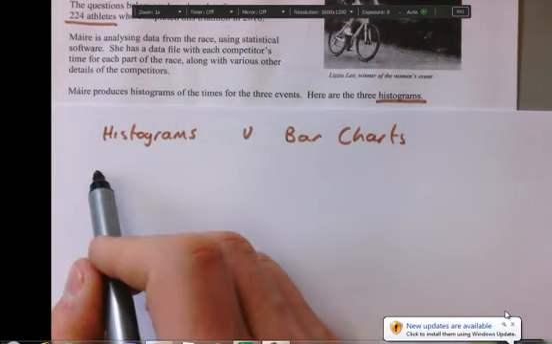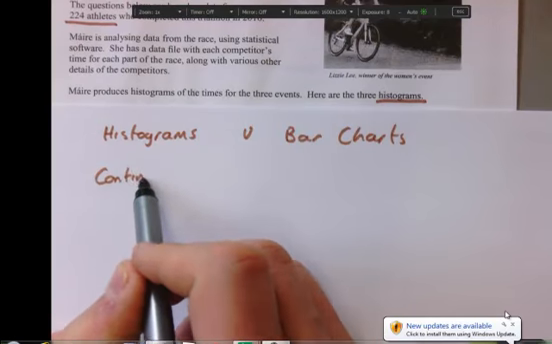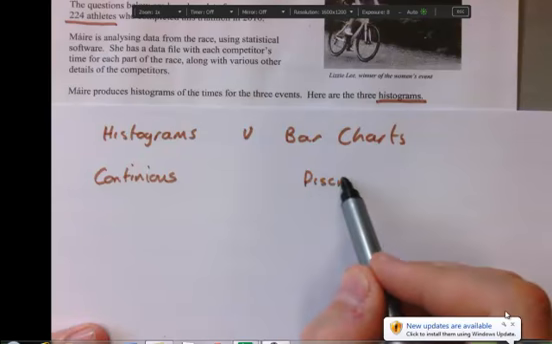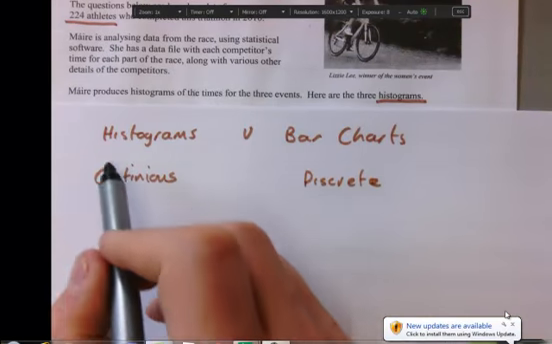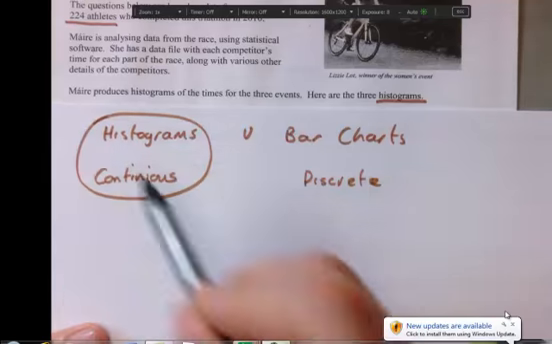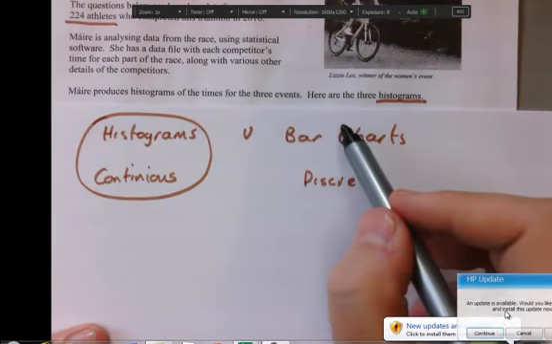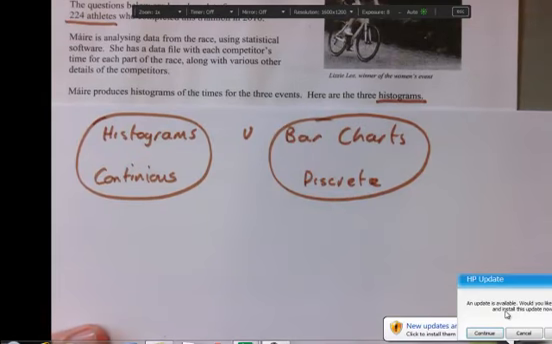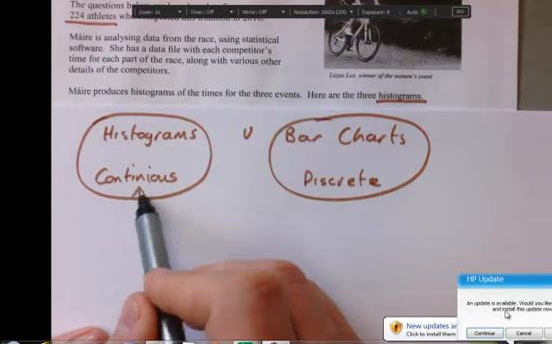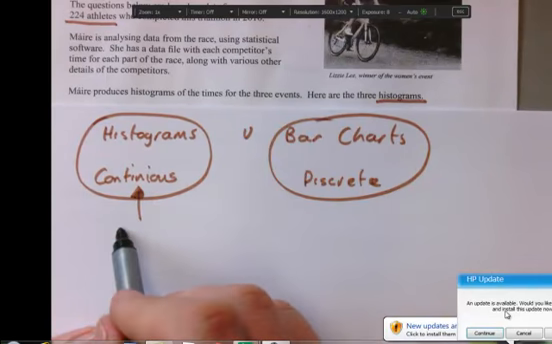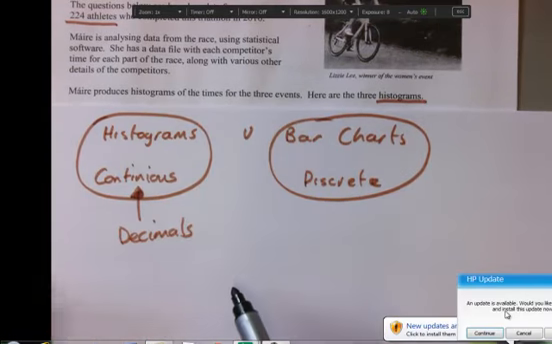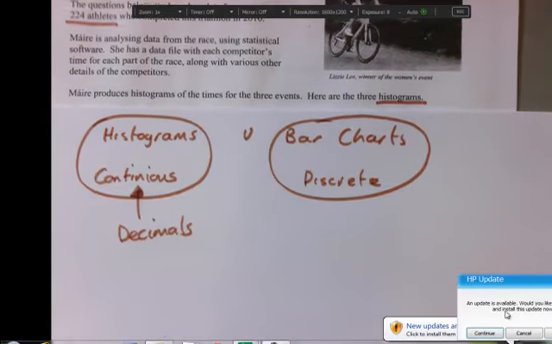We can have what's called continuous, or we can have discrete. And histograms are used to represent continuous data, and bar charts are used to represent discrete data. So the difference between continuous and discrete, well, basically continuous data means decimals. It doesn't have to be very advanced decimals, but if you can fill in the gaps in between.